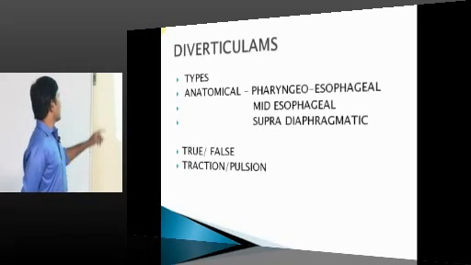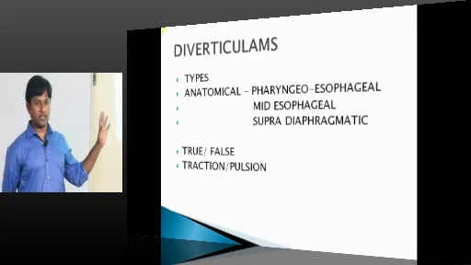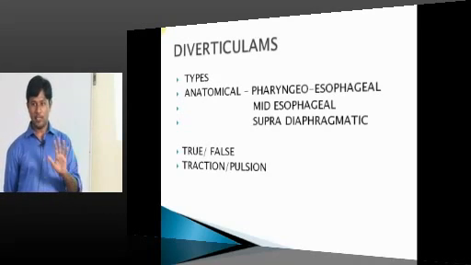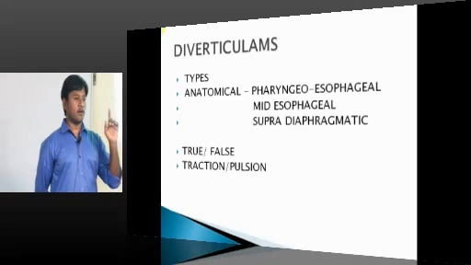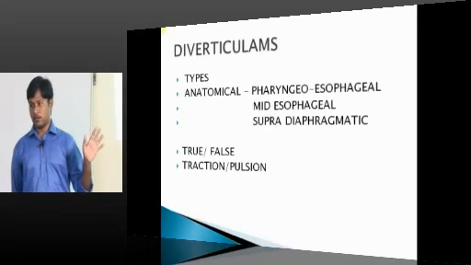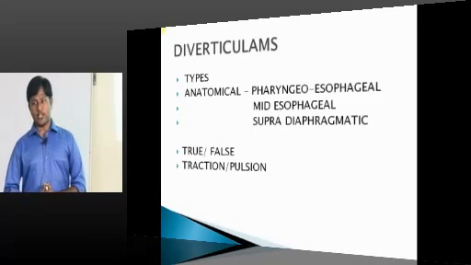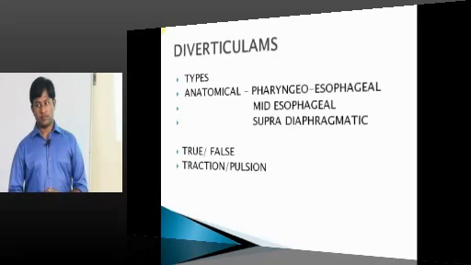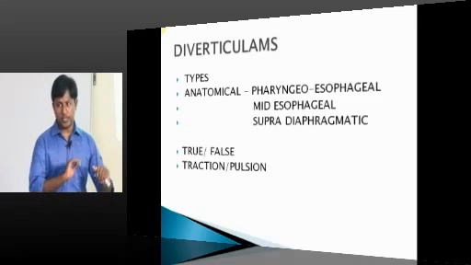Right. Thank you. False diverticulum. Any doubt with that? True diverticulum? Serosa is absent. Silly question only. A false diverticulum is a diverticulum which has only one or two layers, either the mucosa or the submucosa or the muscularis, not all. Right. Traction and pulsion. What do you mean by traction? Traction is pulling only. Pulsion is pushing.